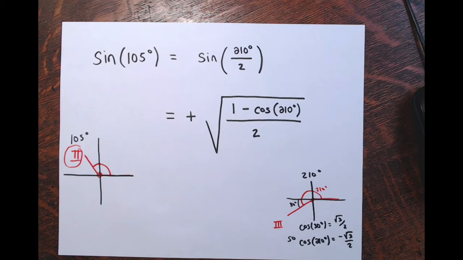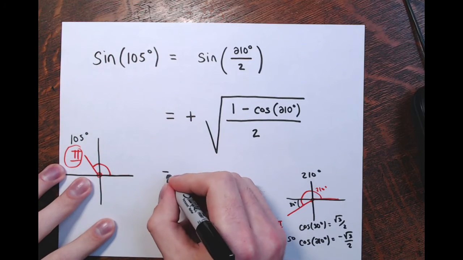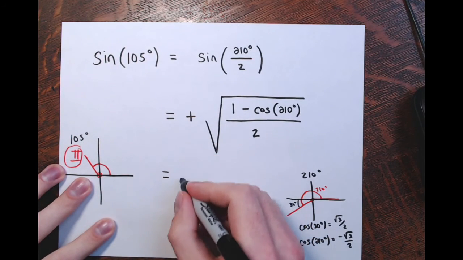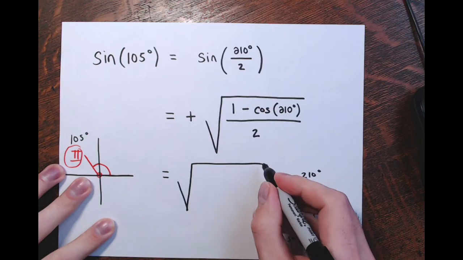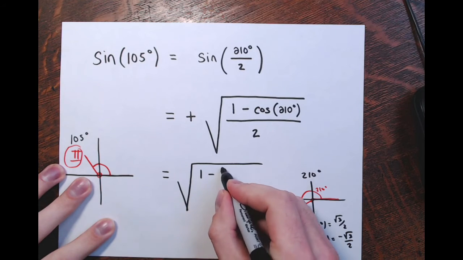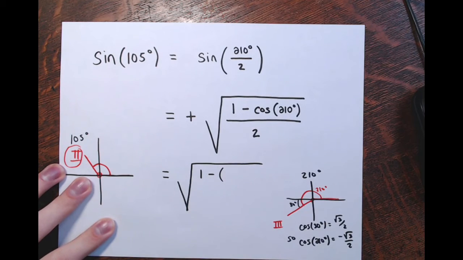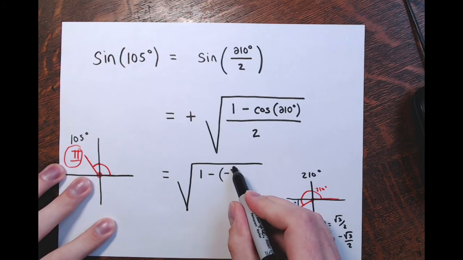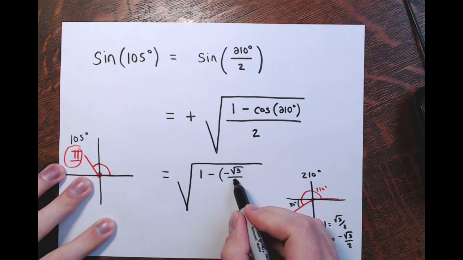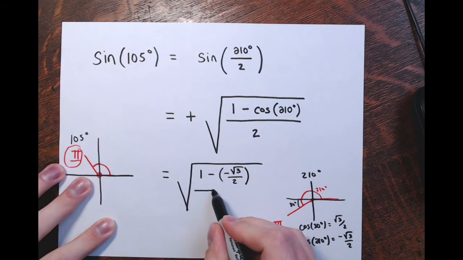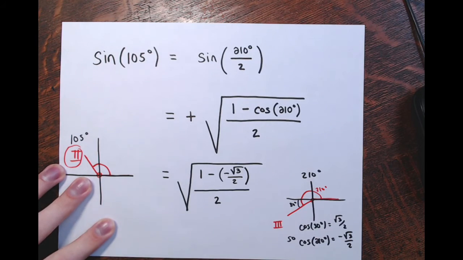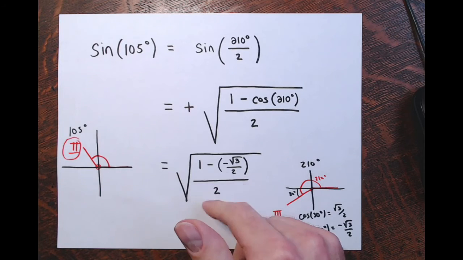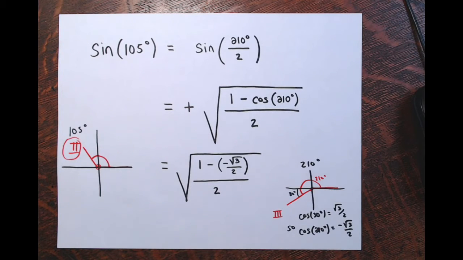All right, so I'm going to use that. So the sine of 105 degrees is, again, positive square root of 1 minus the cosine of 210. And we just showed down here the cosine of 210 is negative square root of 3 over 2. And then all this, over 2. All right, so this is a complex fraction here.